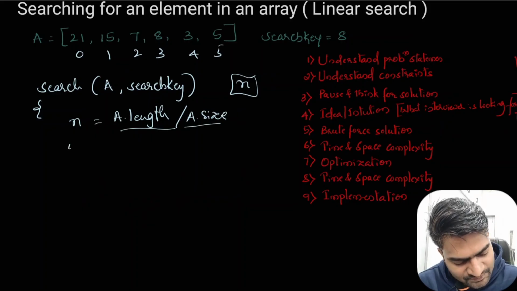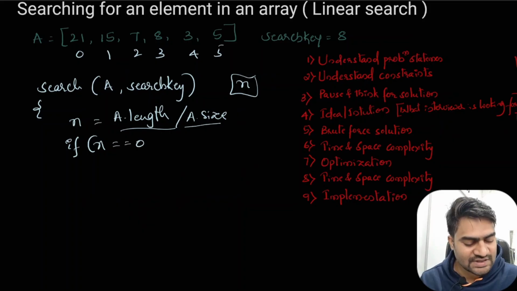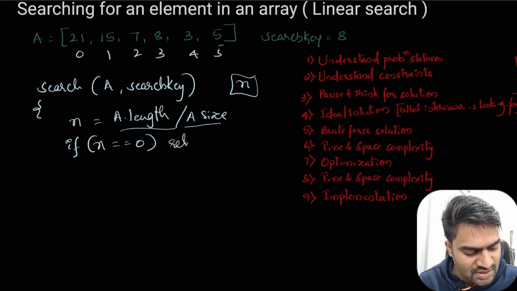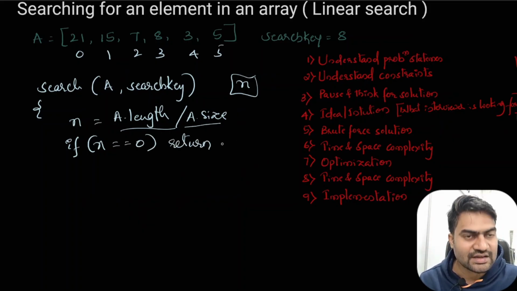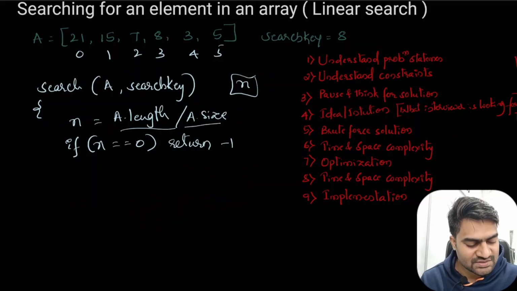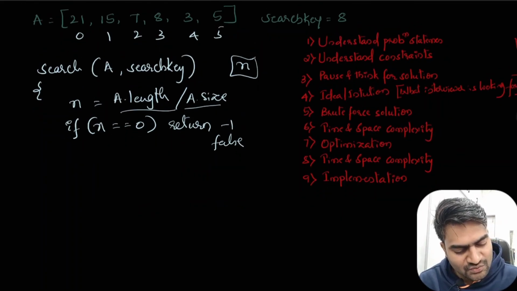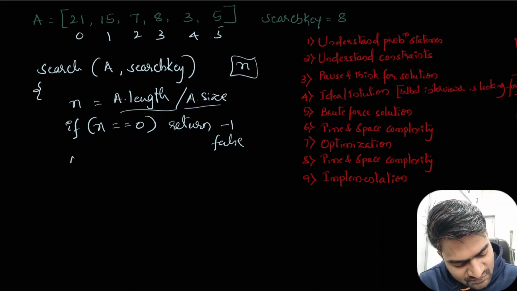Then if n is equal to 0, so if there are no elements, then we will simply return. If they ask for an index, maybe we will return -1, or if they ask for either true or false, I mean, there is nothing to say something is found, so maybe we can return false. If that is not the case, then we can iterate over the array. For the iteration, we can use a for loop.